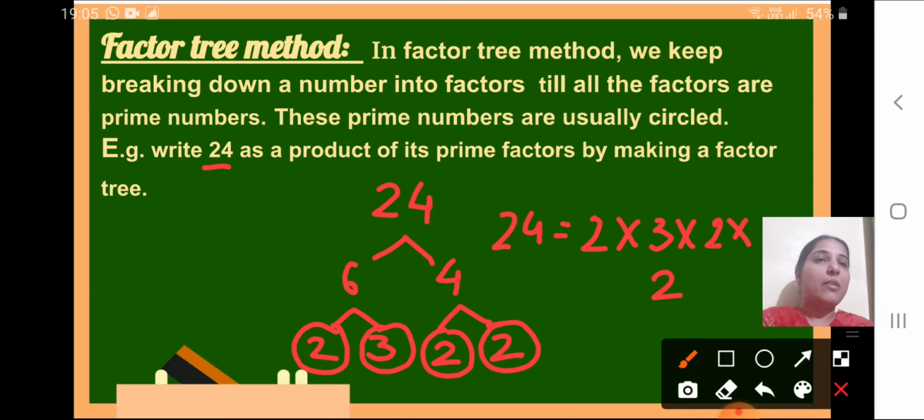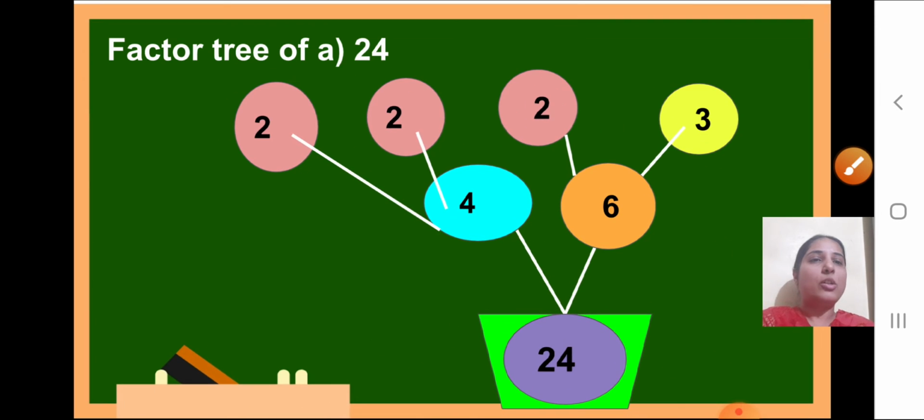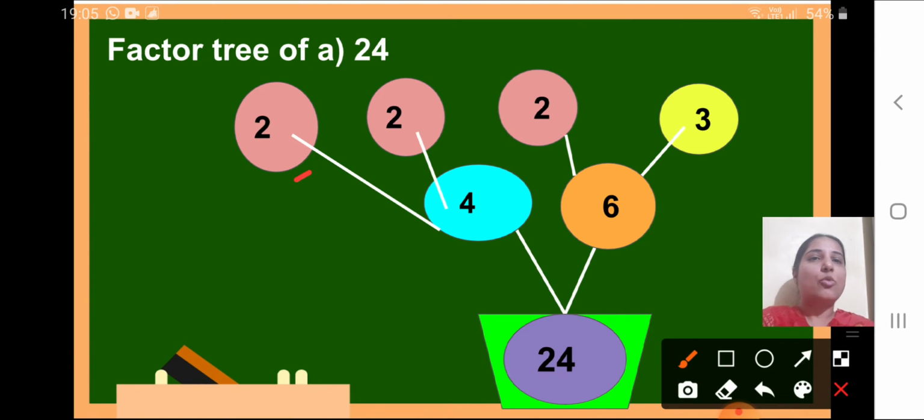So in this way we draw a factor tree. You can also draw the factor tree like this. Here you can see 4 6s are 24 and then further it is factorized as 2 2s are 4 and 6 here is factorized as 2 3s are 6.